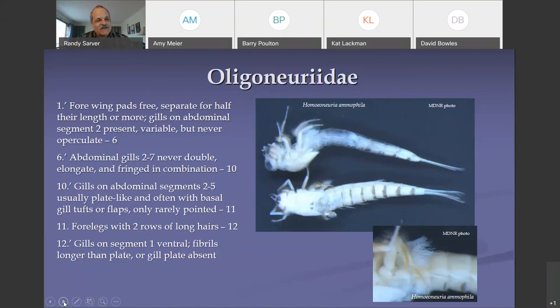If you're trying to identify them, again, we're in the split back group and we're going from 1' to 6' to 10'. When we get to 11, we have, again, those four legs with two rows of long hairs, just like the Isonychiidae. As a matter of fact, these used to be lumped together. This is one of the groups that was split apart. Isonychiidae and Oligoneuriidae were split into their own families. If we get to 12, how would we tell them apart since they both have these long sets of hairs on their forelegs? We tell them apart based upon gills. And the gills on segment 1 in Oligoneuriidae are ventral. If you remember, for Isonychiidae they were all lateral, like dorsal lateral gills along the side. These have these fibrous gills on segment 1 on the ventral side.